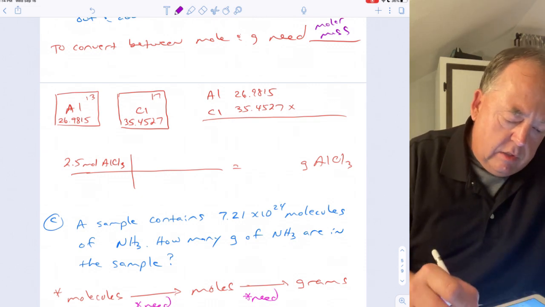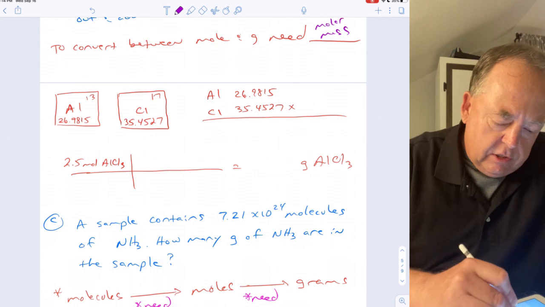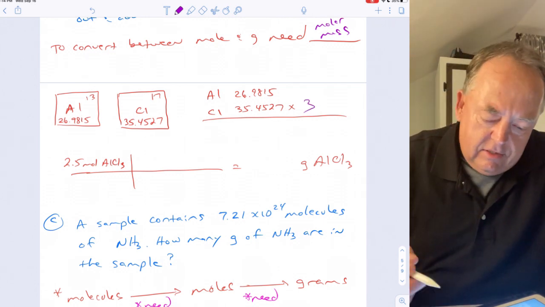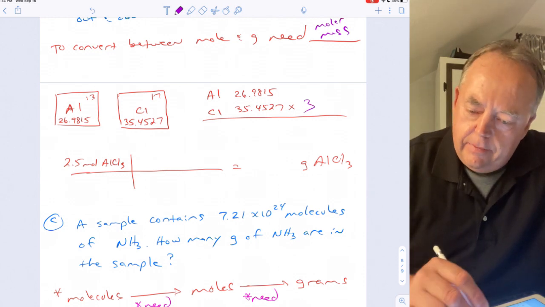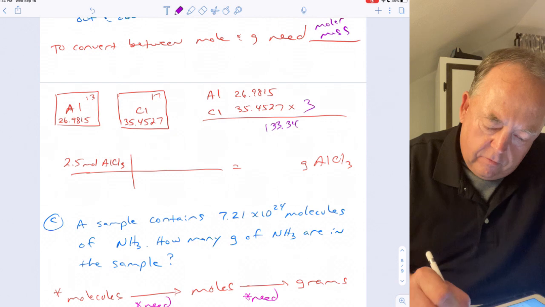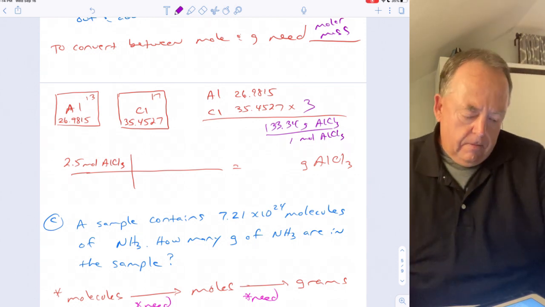If you look up aluminum, it's 26.9815 grams per mole. Chlorine's 35.4527, but there's 3 chlorines in the molecule. So now multiply that out, add it up, and you should get 133.34 grams of AlCl3 in every 1 mole of AlCl3.